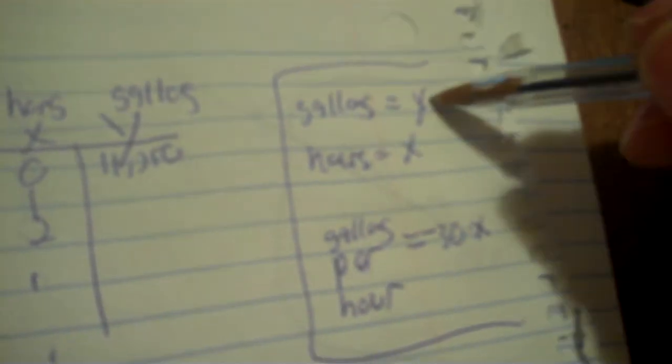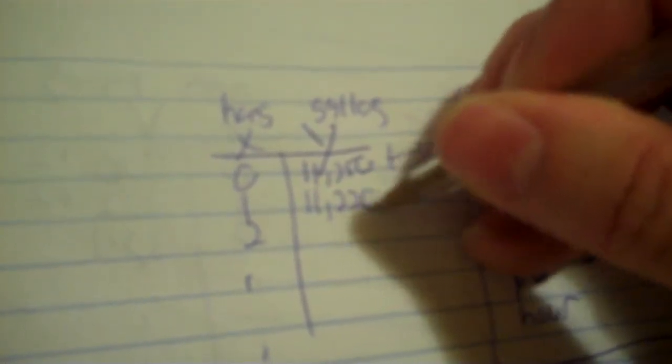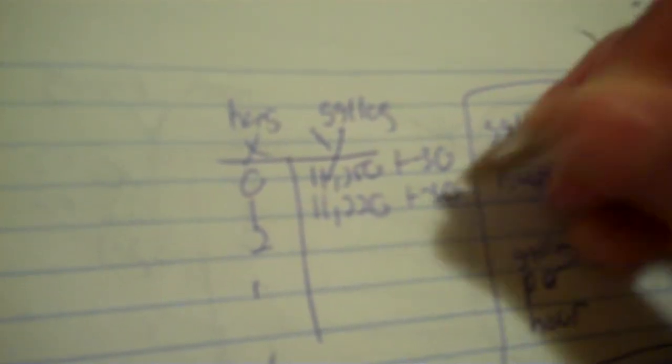So 0, 1, 2. So the gallons start at 11,250. Then after one, and by the way, put labels here. Hours is X, gallons is Y. You basically just copy down what's over here. Put gallons above the Y hour. So after 1 hour, we add negative 30 gallons, which is the same as minus 30. But I'll keep it consistent. 11,250 plus negative 30. 11,220. After the second hour, I add negative 30 again.